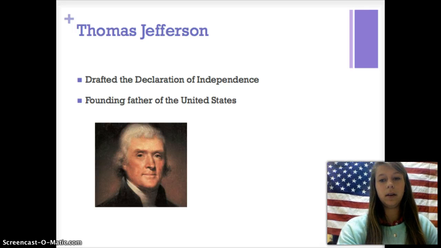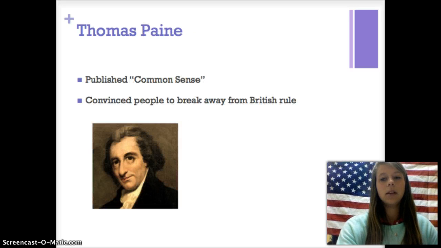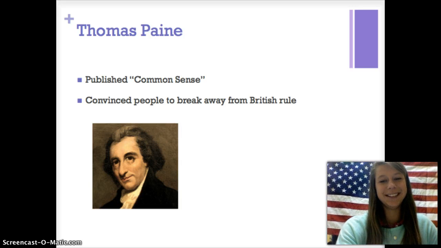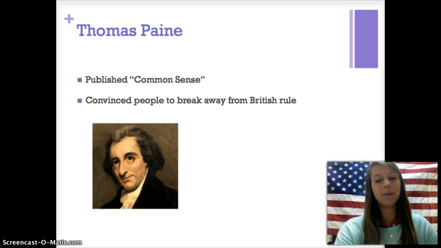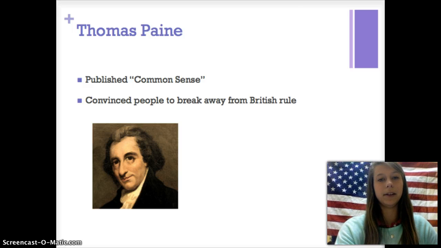Thomas Jefferson was the author of the Declaration of Independence and a founding father of the United States. Jefferson also became the third president of the United States. Thomas Paine was a writer who came from England to Philadelphia and published Common Sense during the war. The publishing of this convinced many people to break away from British rule. Thomas Paine moved a lot of people from a feeling of rebellion to revolution.